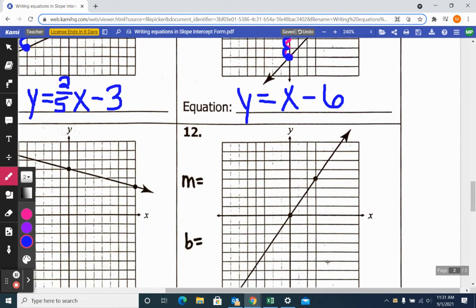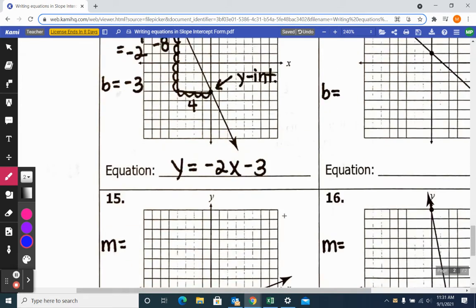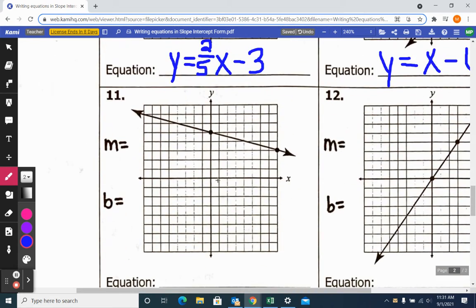Okay, we're going to keep practicing. Practice makes perfect. We only have a few more, 5 more. It didn't take us very long to get through them.